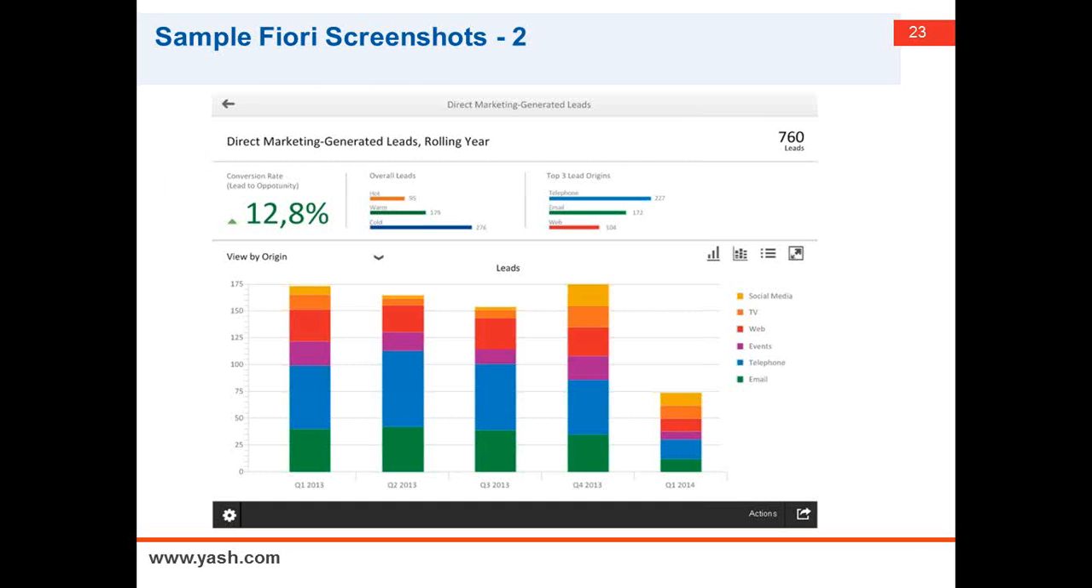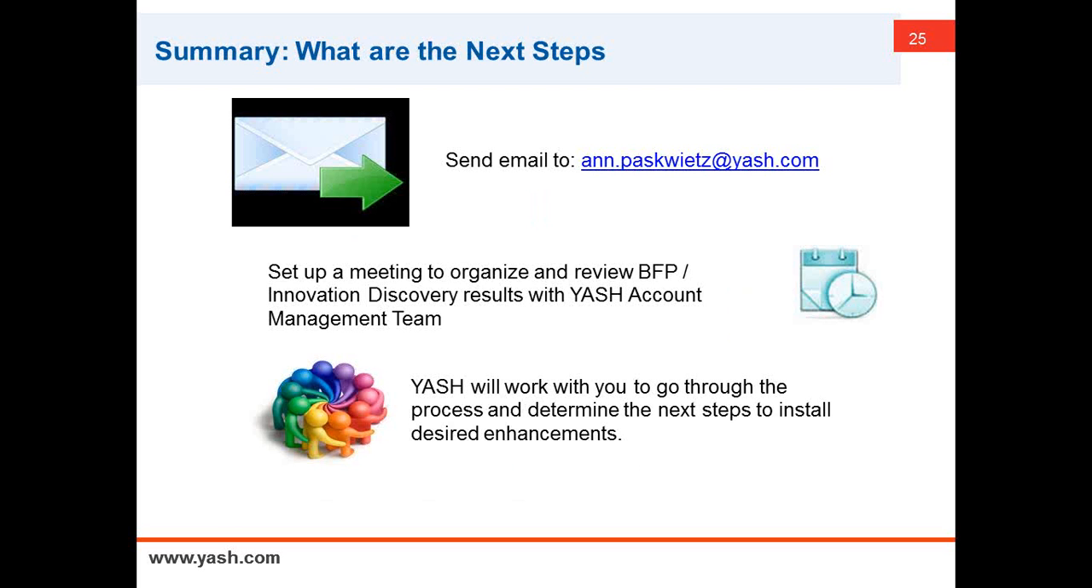So in summary, what are the next steps? I've included my contact information here, as you'll see, passcodes@yash.com. Please feel free to reach out to me. Send me an email requesting additional information or requesting a time to set aside with our account management team to walk through this. We would like to work with each one of you, go through this process, and actually review your company's specific reports. So we will be reaching out to each of you individually to set up a time.